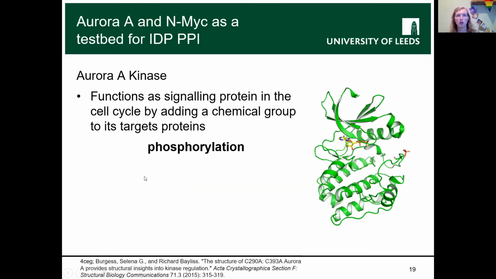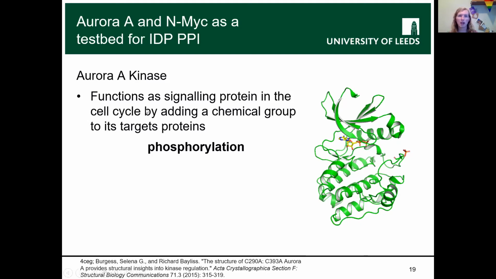And yeah, so we have a model system for this. It's a kinase called Aurora A and a transcription factor called NMYC. I'm going to go through Aurora A structure and explain X-ray crystallography, to help lay the ground for explaining why we would use cross-linking mass spectrometry.